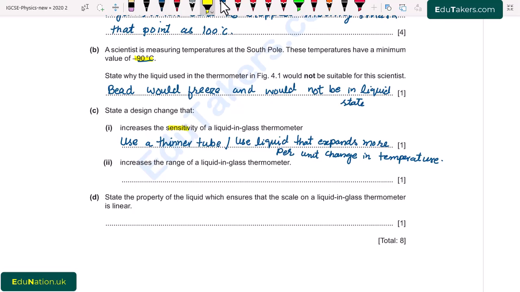Part 2. Increase the range of a liquid in glass thermometer. How can we increase the range? To increase the range, it's simple. Just get a longer tube so that the liquid can travel more up and down in the thermometer. So, just use a longer tube.